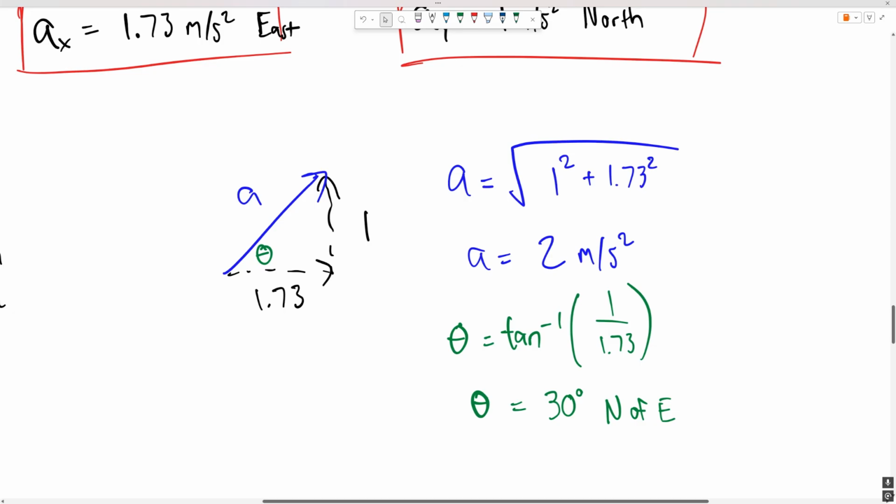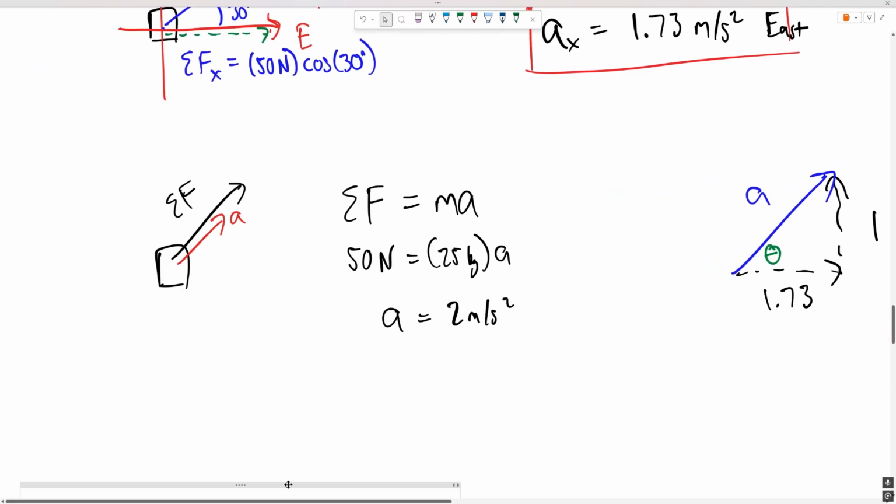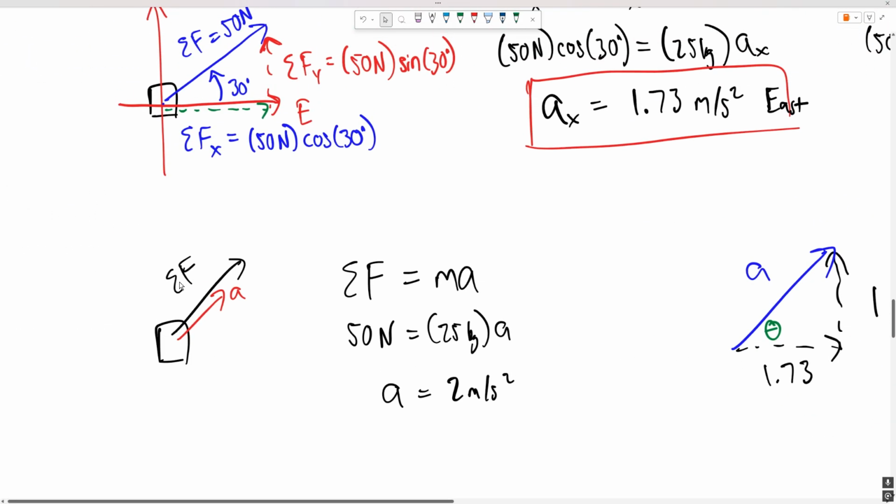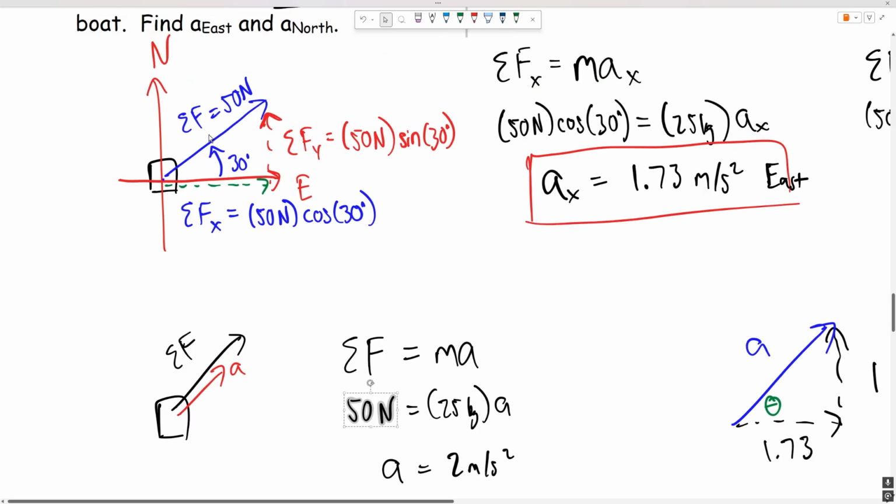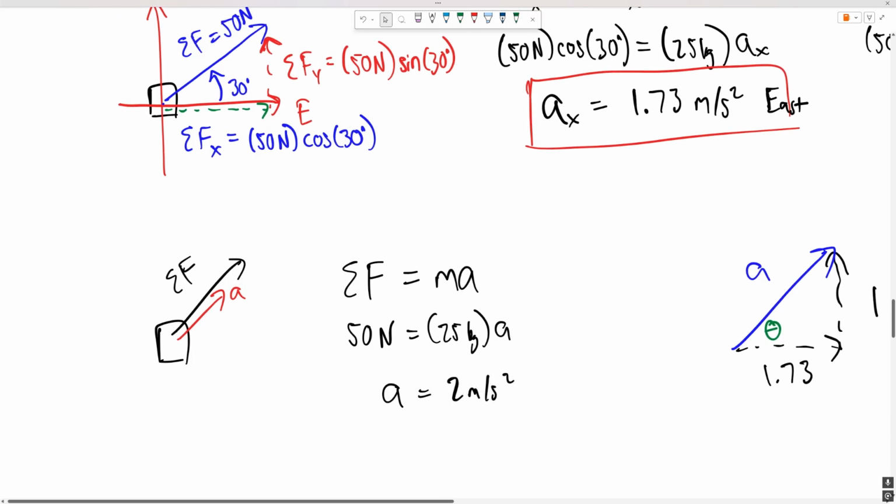Okay. Now, could you figure out another way to get this 2 meters per second squared? If you'd like, pause it and think about how else we could have gotten this 2 meters per second squared. Okay. Another way is just by looking at the resultant net force, because the acceleration is in the same direction as the net force. So the net force equals the mass times the acceleration. That would be 50 newtons as our net force equals the mass 25 times a. Divide both sides by 25 to get 2 meters per second squared.